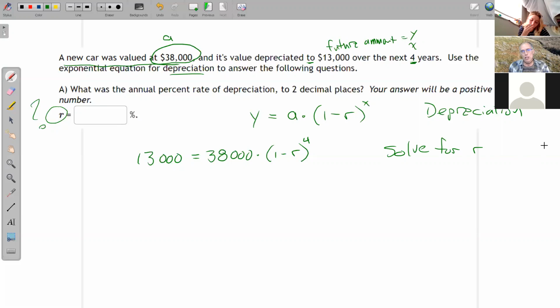So when we're solving equations, we do things that are furthest away first. So the furthest thing away from the r is the 38,000. It's connected by multiplication, right? So to get rid of that multiplication, we divide.